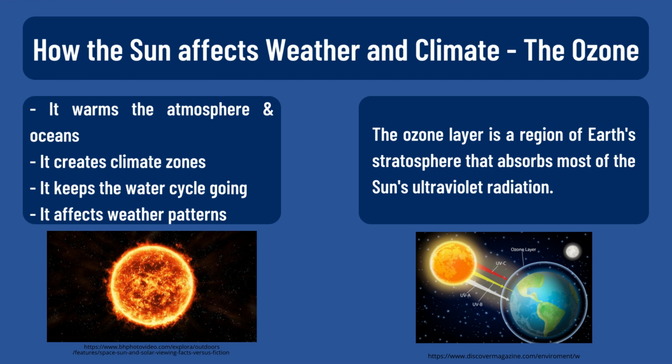Right now, I'm talking about how the sun affects weather and climate, and the ozone. It warms the atmosphere and the oceans. It creates climate zones. It keeps the weather cycle going. It affects weather patterns. And the ozone layer is a region of Earth's stratosphere that absorbs most of the sun's ultraviolet radiation.